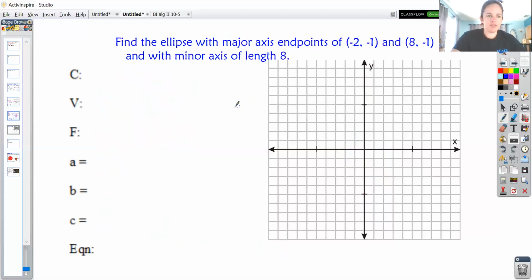Here's one, go ahead and try this one on your own. So pause the video and I'll also pause, and then we'll go over it in 3, 2, 1.